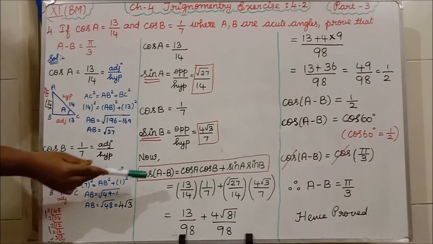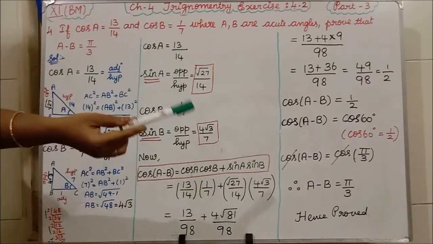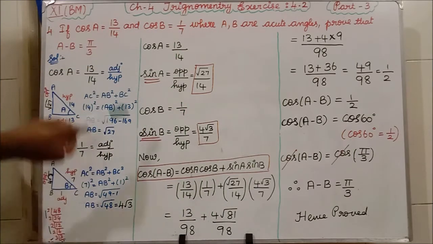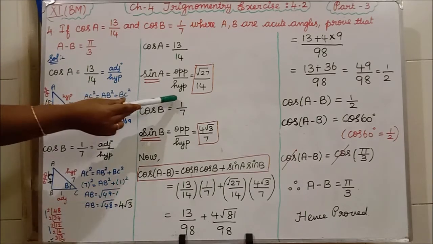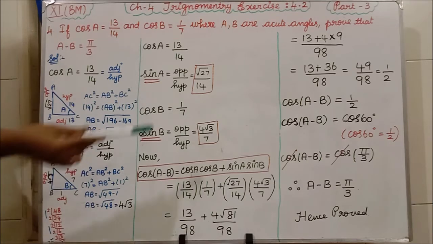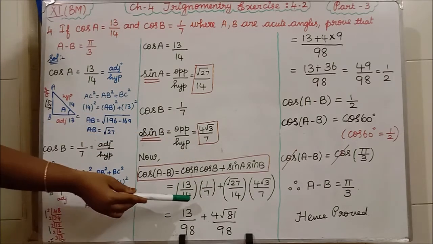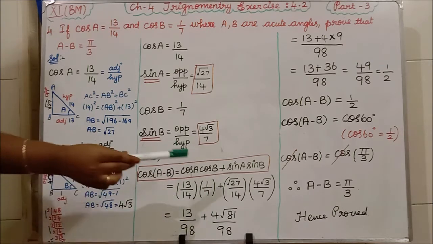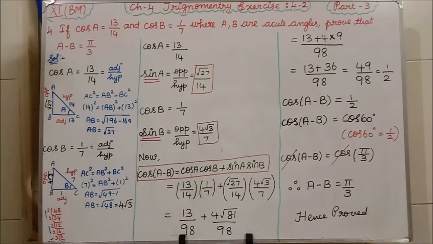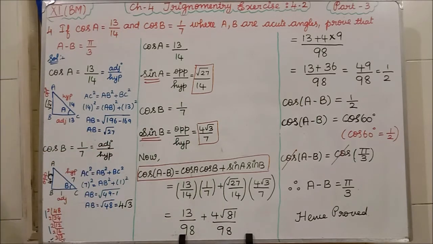Now, the cos(A minus B) formula you know: cos A into cos B plus sin A into sin B. Cos A value is 13 by 14. Cos B value is 1 by 7. Sin A value is root 27 by 14. Sin B value is 4 root 3 by 7. Now 14 into 7 is denominator 98. 13 into 1 is 13. That side, root 27 into 4 root 3 is 4 into root of 27 into 3, which is root 81, divided by 98.